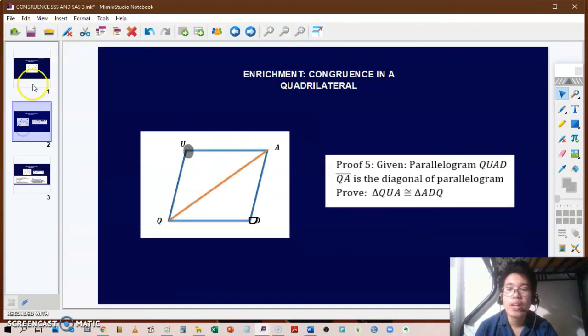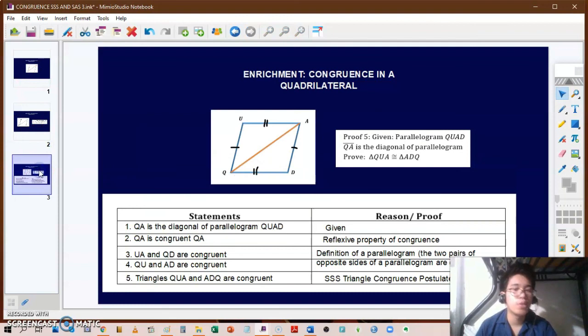These are some of the proofs that we're going to have in our subject, geometry. This is kind of an introduction, and we're going to dive deeper into them in our next modules and lessons.